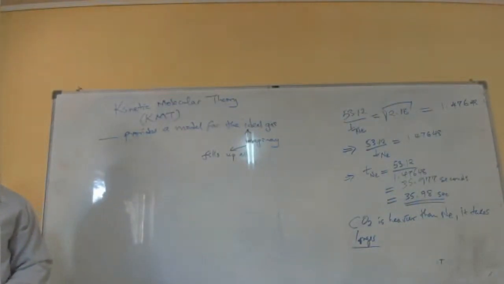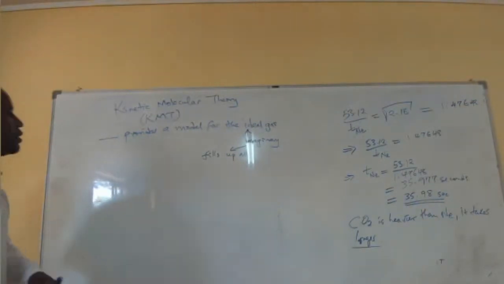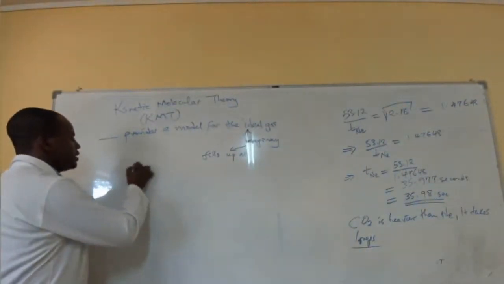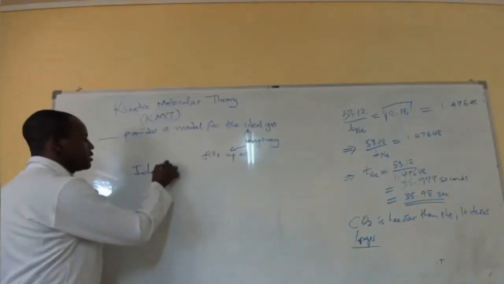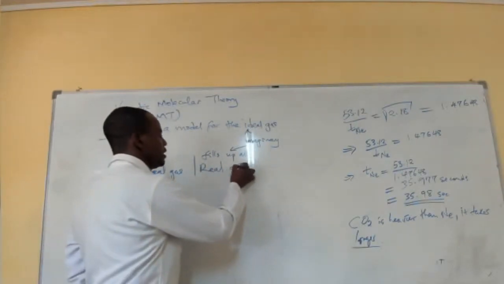And also the kinetic molecular theory is directly proportional to the Kelvin temperature of a gas. So that you can read in your own time. And then also you have to know the differences between an ideal gas and a real gas. Okay.